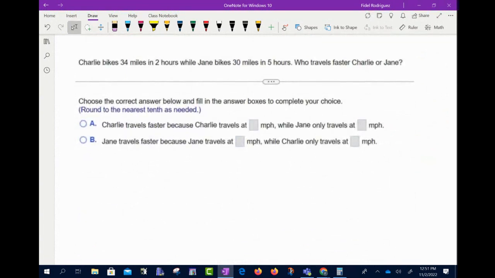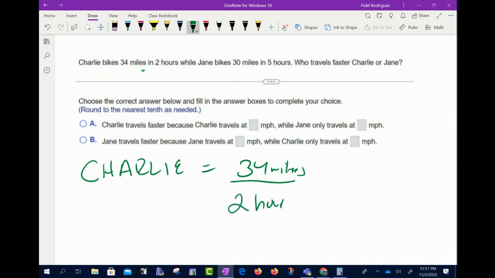Again, I'm doing the same process. It says Charlie bikes 34 miles in 2 hours, while Jane bikes 30 miles in 5 hours. Who travels faster, Charlie or Jane? Okay, so look, y'all, we're going to go Charlie. Charlie can go 34 miles, and it takes him 2 hours to get there. If I divide that out, 2 goes into 34, y'all, 17 times. That means that Charlie is traveling at 17 miles an hour, okay?